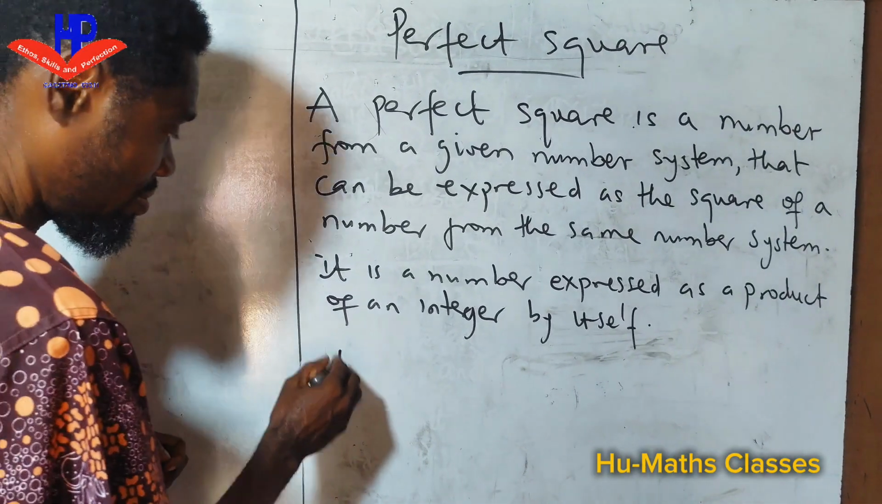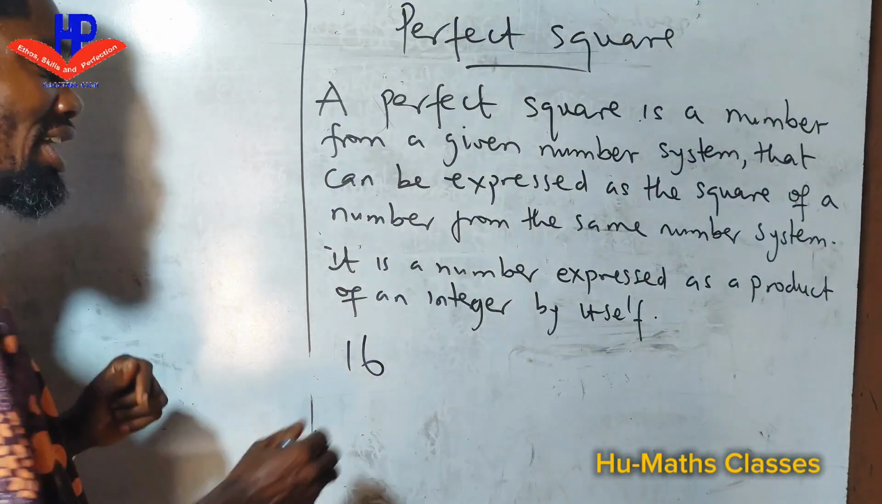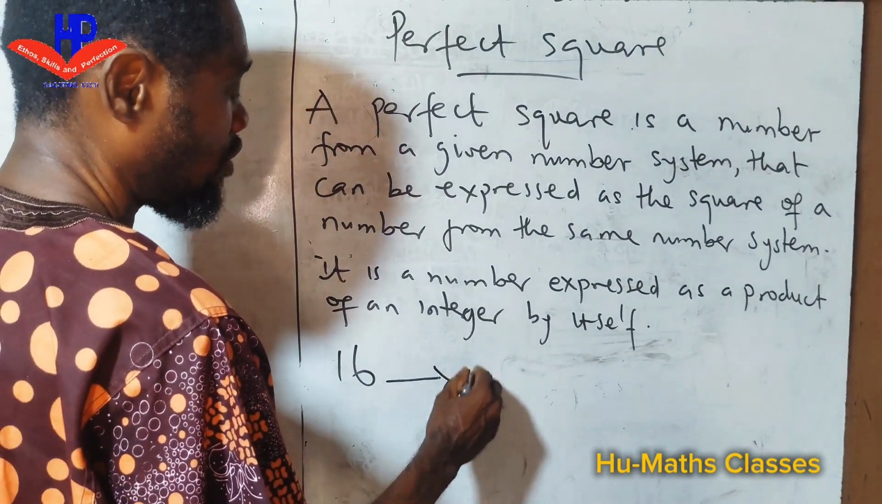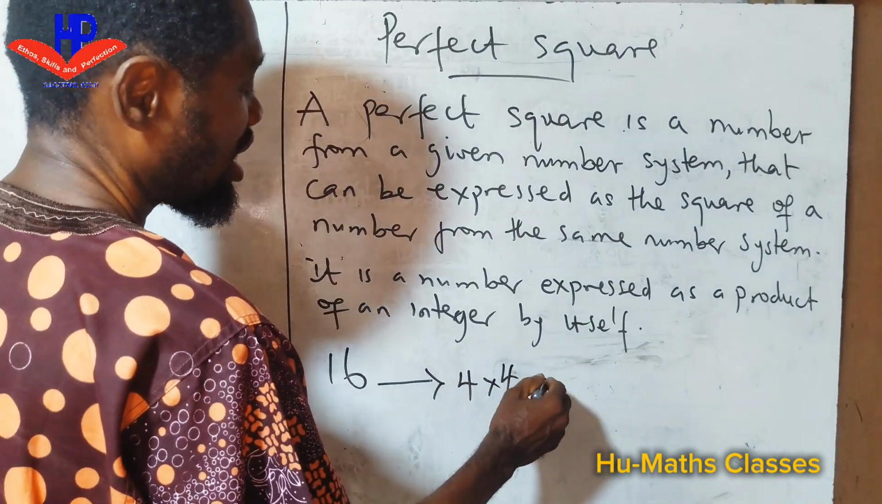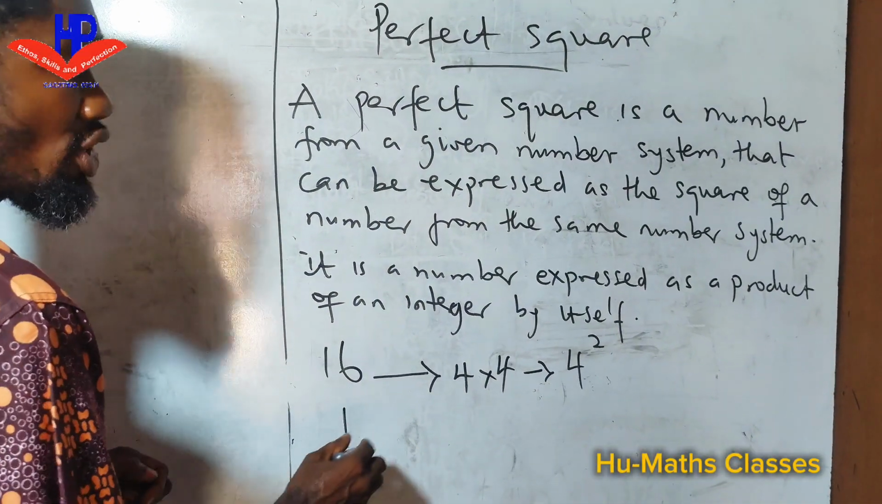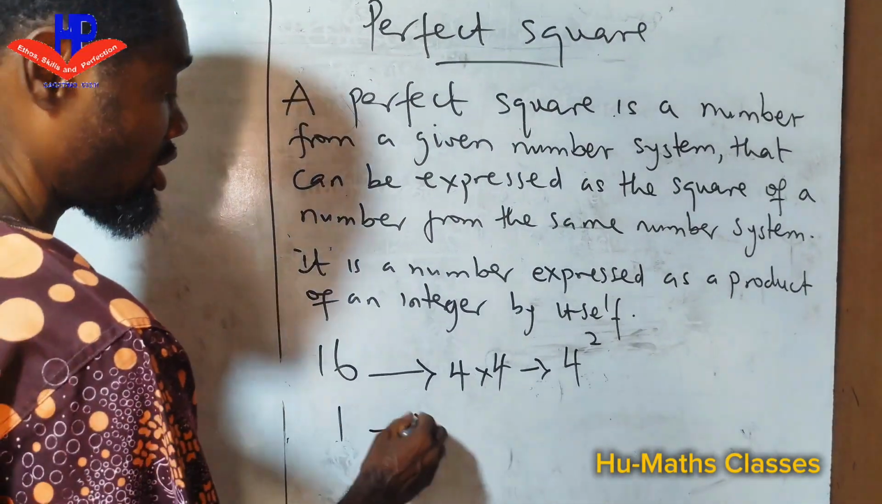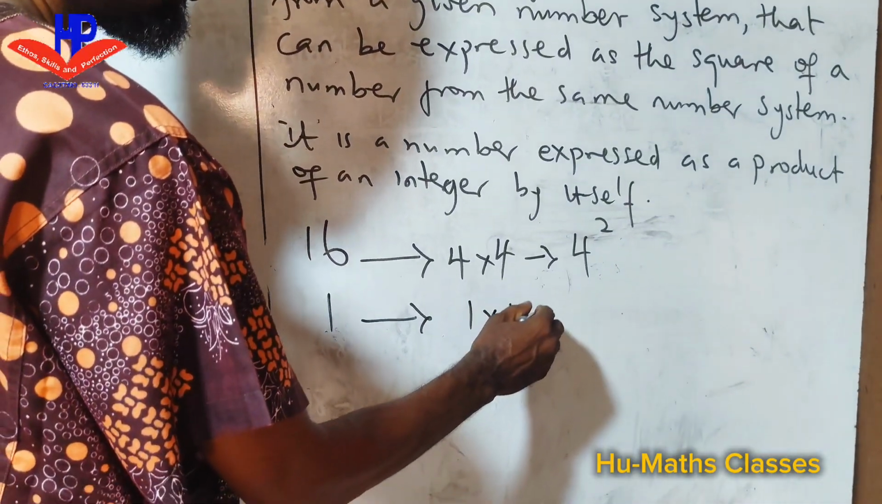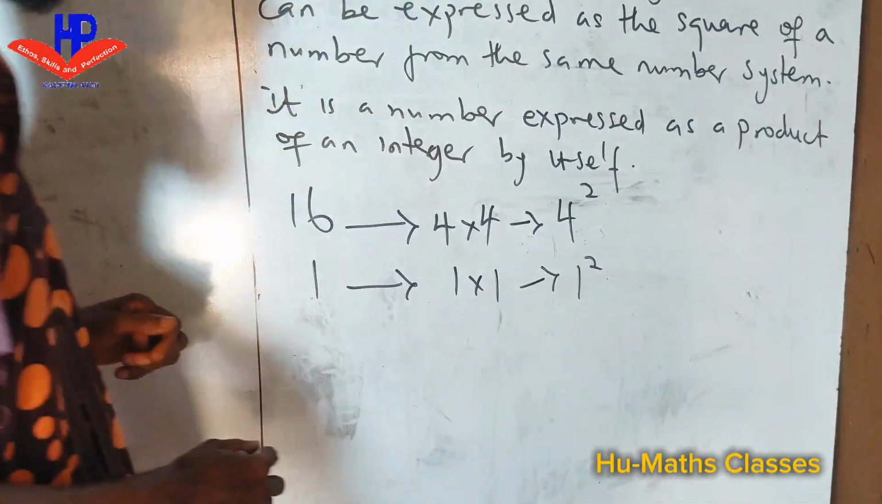So 16 is a perfect square. Why? Because 16 is expressed as 4 times 4, and that will give us 4 raised to power 2. 1 is also a perfect square. Why? Because 1 times 1 will still give us a result raised to power 2.